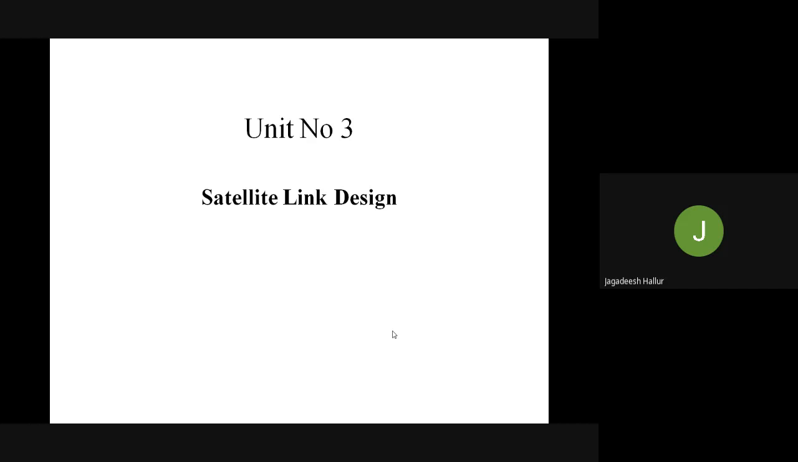This link design we have seen in mobile communication also. I think you remember, you have seen uplink design and downlink design. In the uplink design there, we have seen from mobile station to base station to mobile station. But in this uplink, we have seen from earth station to the satellite, and the downlink is from satellite to earth station. How are they designing the particular uplink and particular downlink?